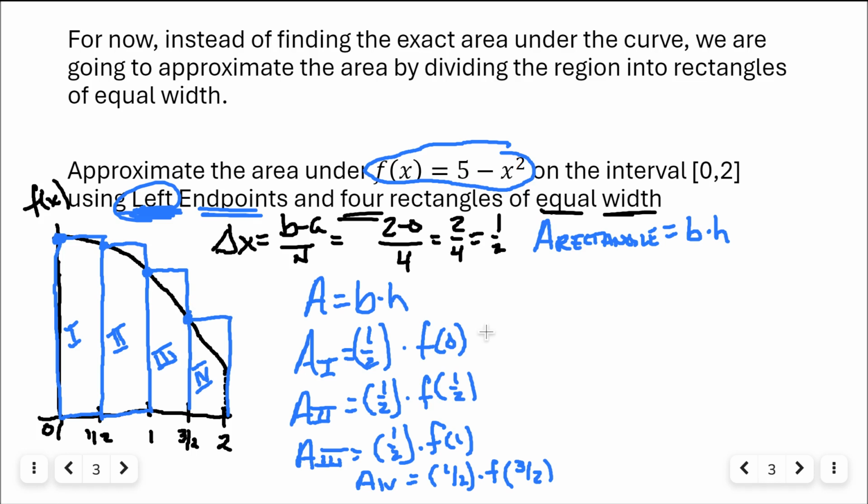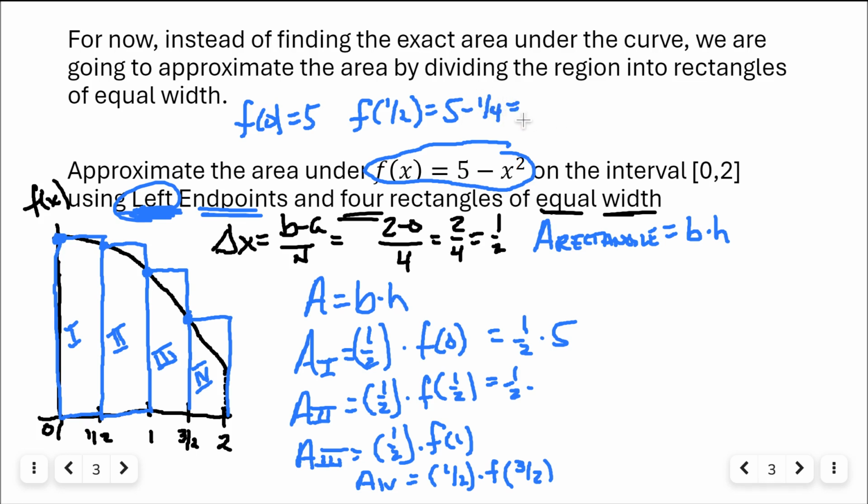All right, so now we just have to do these calculations. So we have 1/2 times f of 0. F of 0 is 5, right? So that's 1/2 times 5. And then 1/2 times f of a half. So f of a half is 5 minus a fourth, which is 4 3/4. And I'm going to put that as an improper fraction, 19 over 4. Okay, so we got 19 over 4 there. And then 1/2 times f of 1. So f of 1 is 4.